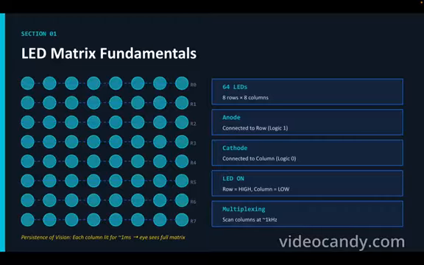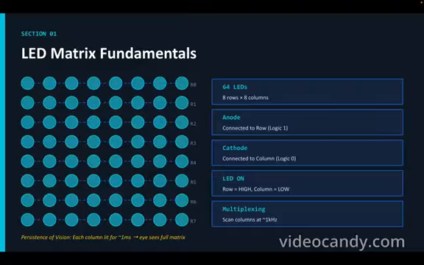So let's start with the LED matrix fundamentals. As you can see here we have 64 LEDs, and these 64 LEDs are controlled using just 16 input output lines, that is just 16 wires. How we are doing that is that we have 8 wires going through the 8 rows and 8 more wires going through the columns, and visually, at the point of intersection, that's where we put an LED.